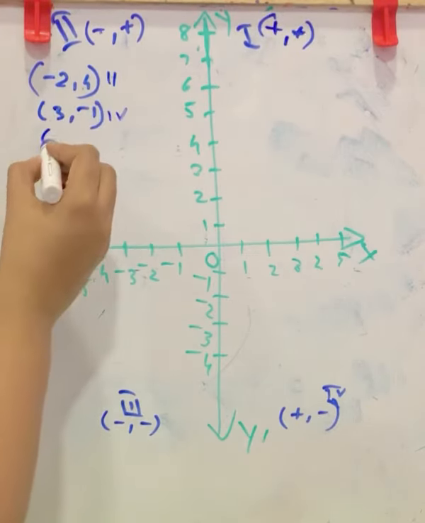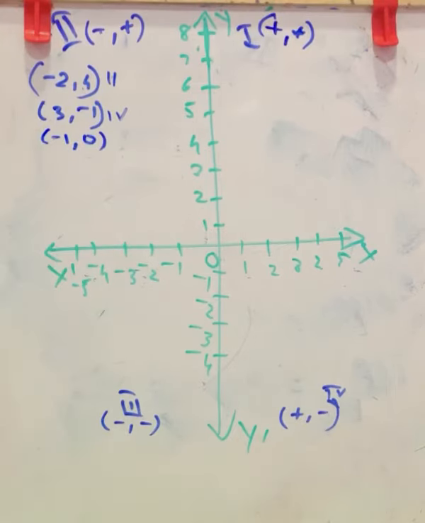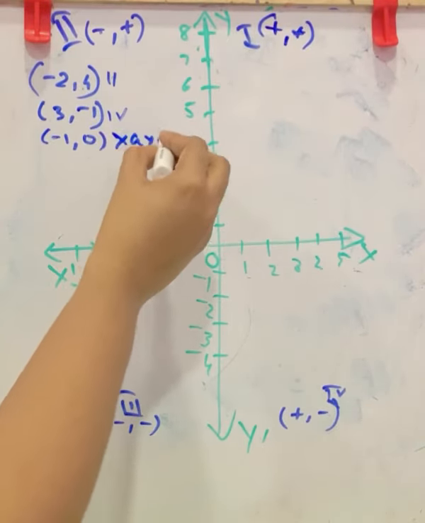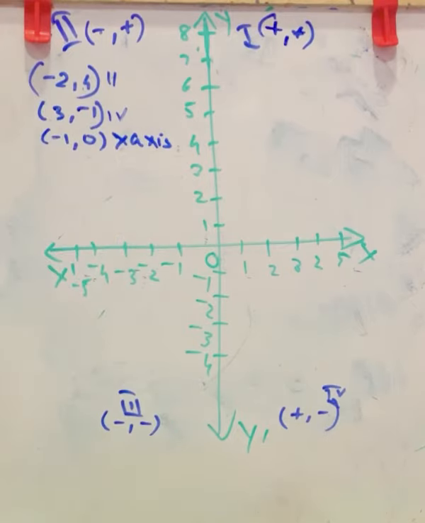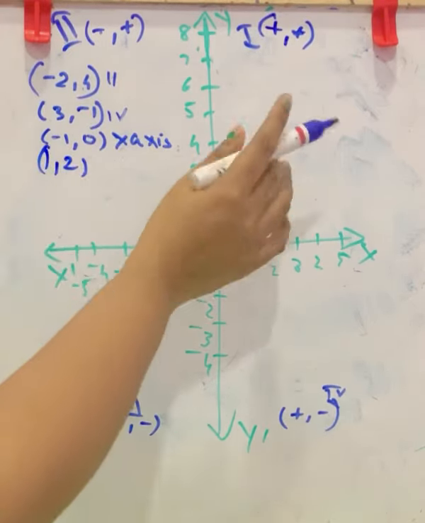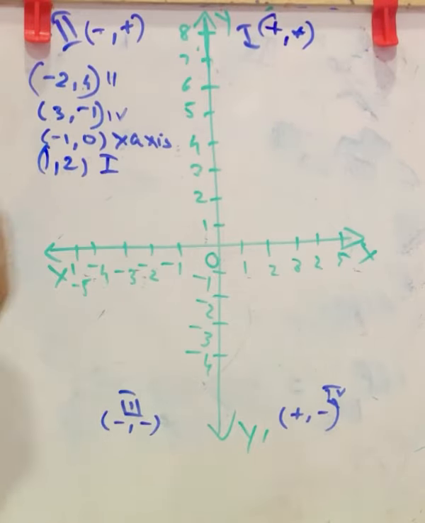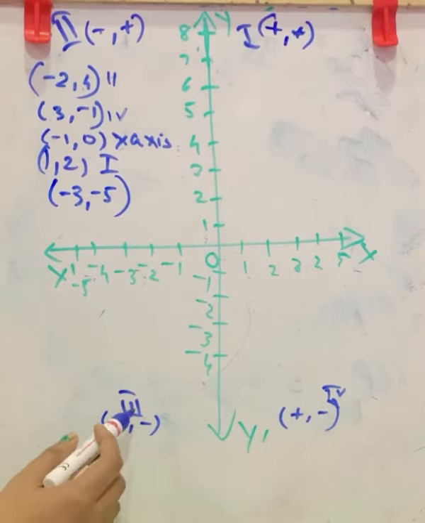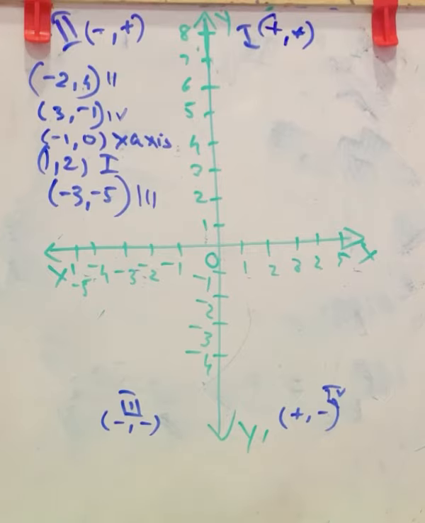Now -1, 0. Here y coordinate is 0. Y coordinate 0 means it lies on the x-axis. Next is 1, 2. Both are positive. So this quadrant, that is first quadrant. Next, -3, -5. Both are negative. That means third quadrant. Now let us plot it on the Cartesian plane.